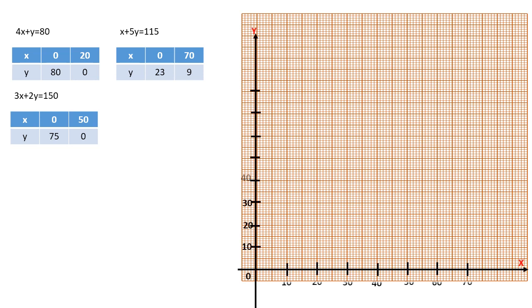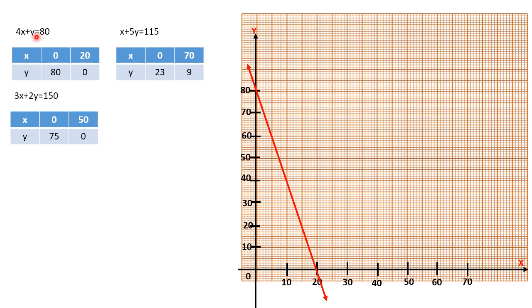X and y axis we have taken, and here x values 10, 20 up to 70 we have taken, and y values 0 to 80 we have taken. Then let's plot 0, 80. The first point is here, you have to mark it. Then next is 0, 20. 0, 20 is here. So join these 2 points and take the verification point 0, 0.